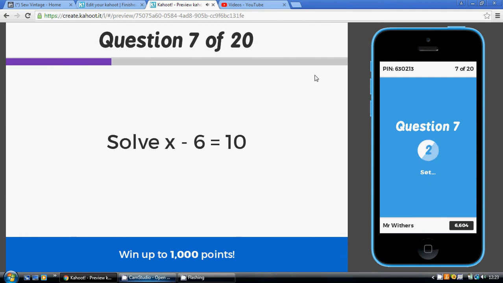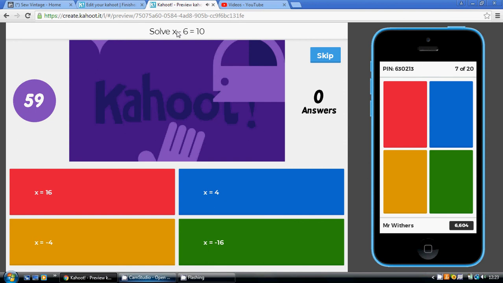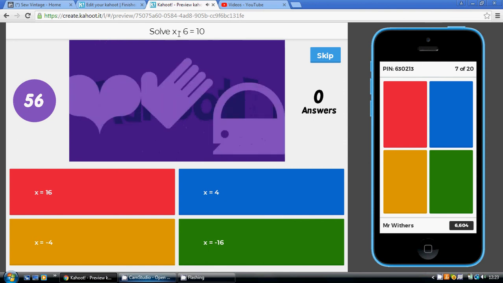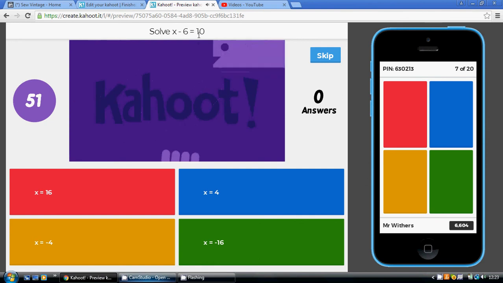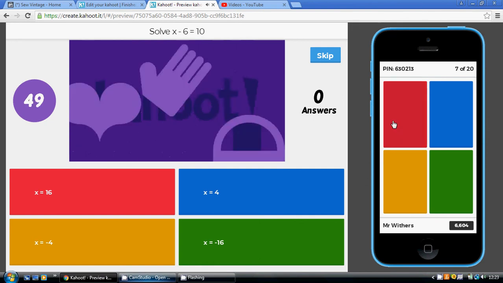And again, you probably can just do this by sight and trial and error, but doing it formally, how do we undo a minus 6? We add 6 to both sides. 10 add 6 is 16, so that's red.